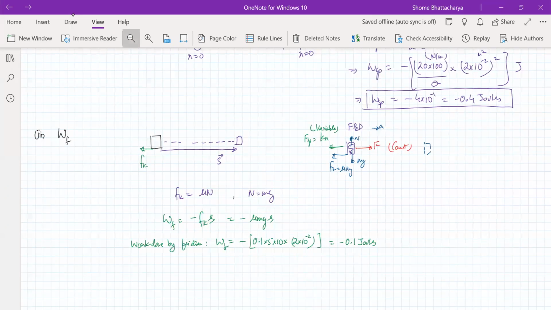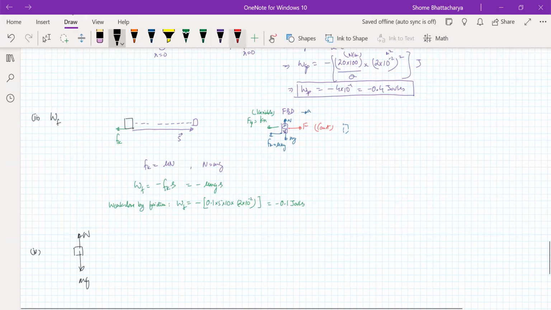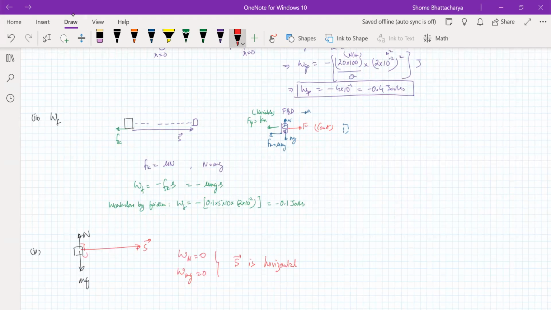We can see that since normal reaction and mg are both acting along the vertical line, one downwards and one upwards, whereas the displacement is happening horizontally. So the work done by these two will be 0. So work done by normal reaction is 0. Work done by mg is 0 because the displacement is horizontal. And these forces are vertical forces.